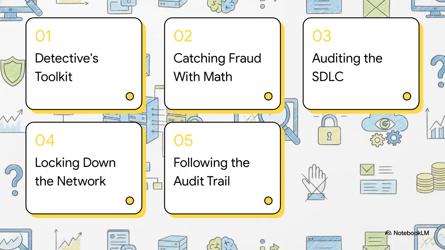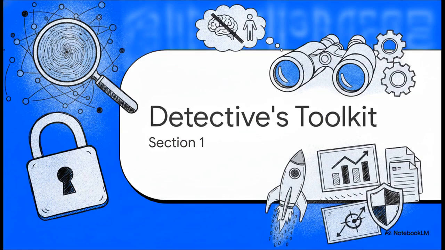Here's our roadmap for the investigation. First, the detective's toolkit. Then, catching fraud with math. Third, auditing the system lifecycle. Fourth, locking down the network. And finally, following the audit trail. Okay, let's dive into this.